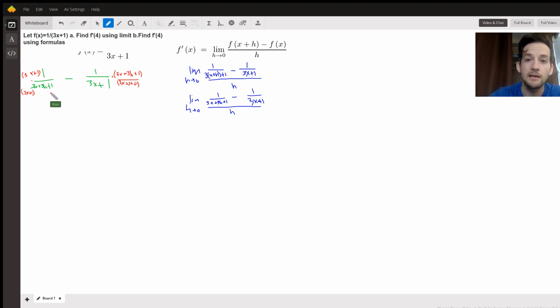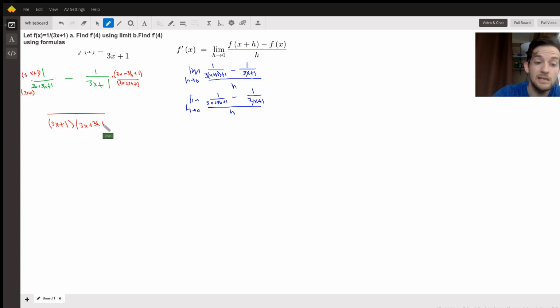Now keep in mind that because we did that, I've got a 3x plus 1 and a 3x plus 1 over here, 3x plus 3h plus 1, 3x plus 3h plus 1. We've automatically now got a common denominator. So we can put those two fractions together. And that common denominator is going to be, and I'm not going to multiply it out because it'll just make our lives harder later, just 3x plus 1 times 3x plus 3h plus 1.